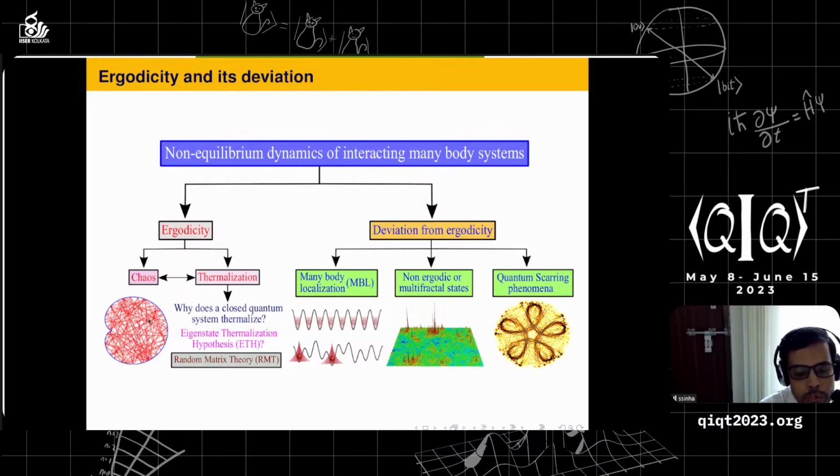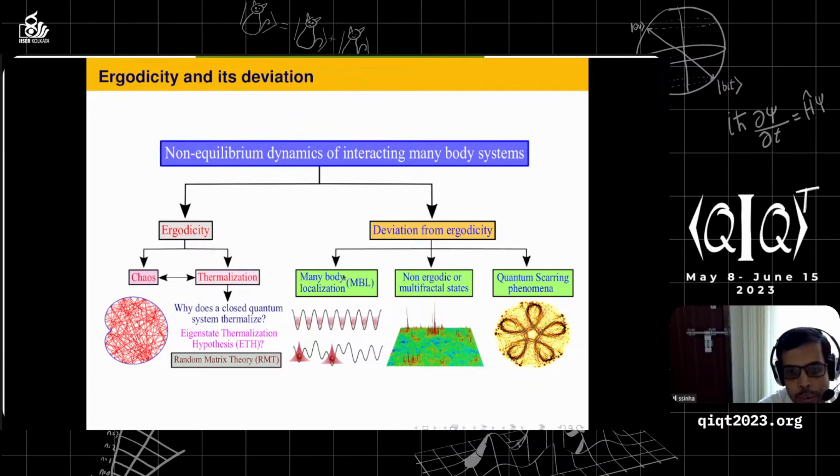So this concept of chaos doesn't really hold in a closed quantum system. The eigenstate thermalization hypothesis has been put forward to explain the thermalization of quantum systems, where random matrix theory plays a very significant role. However, it turns out that there are several quantum systems that do not follow ergodic dynamics. There are deviations from ergodicity.